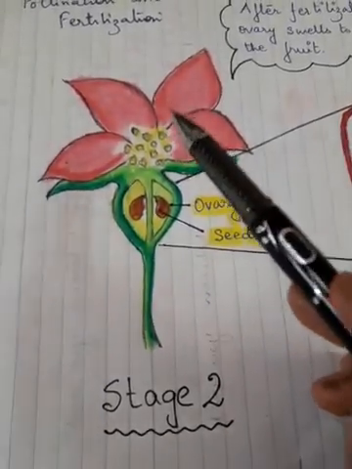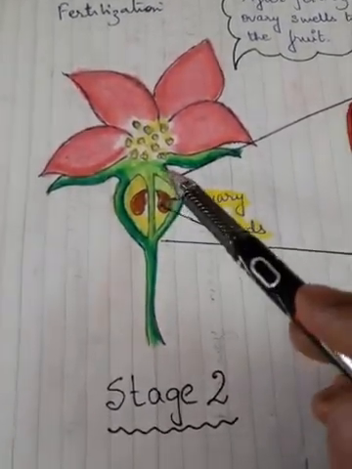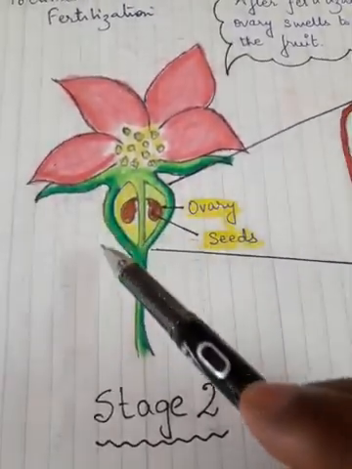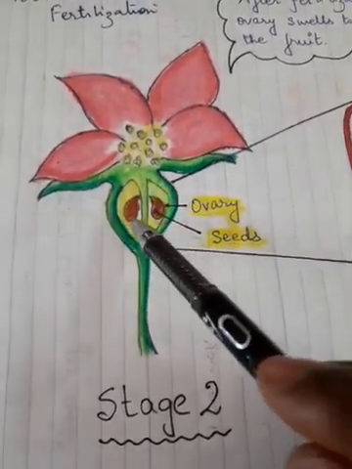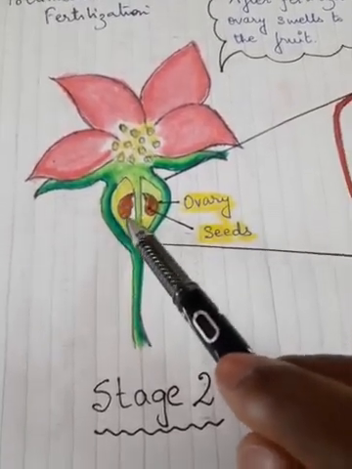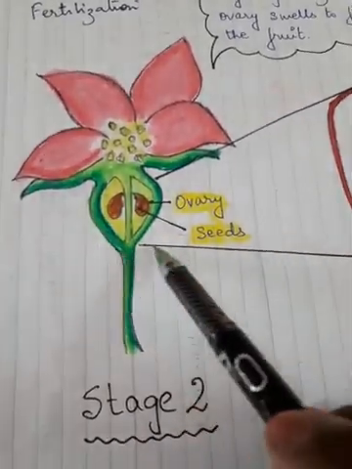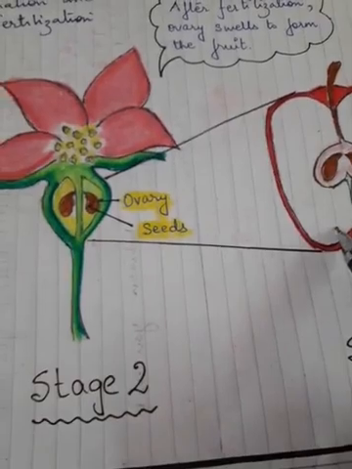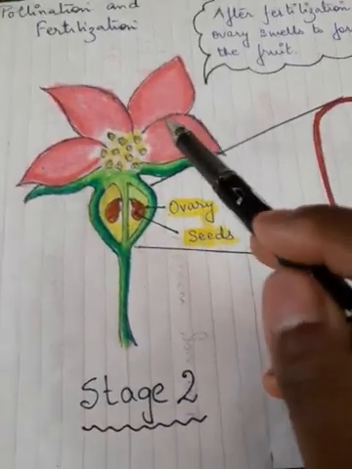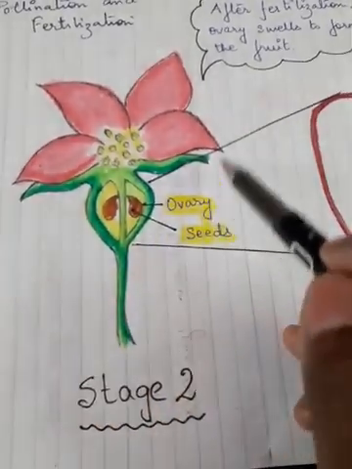Now students, look at stage 2, where the fertilization process is going on. Can you see? The ovary is increasing in size. It is getting swollen up. And can you see the seeds inside? These are the ovules which are now formed as seeds, and the ovary is growing to become a fruit. And what else are we noticing here? The petals are now drying, and they will fall off very soon, and the fruit will grow.